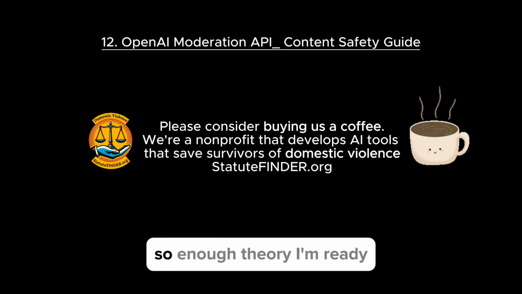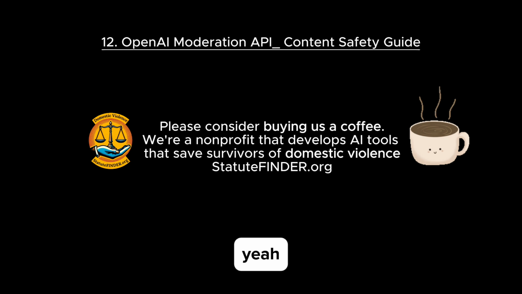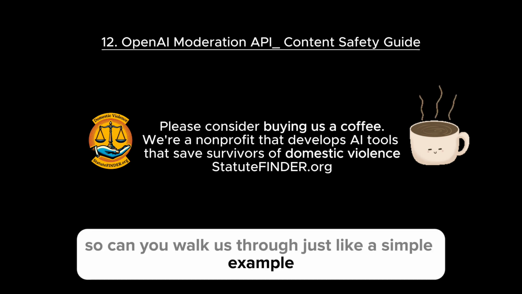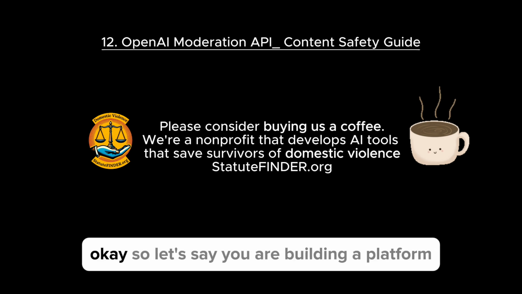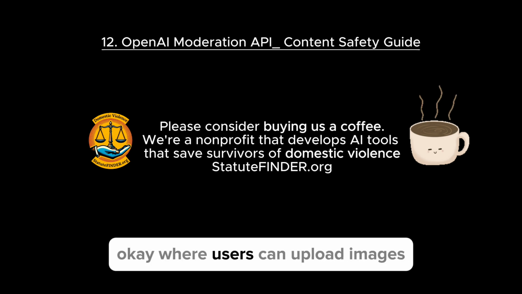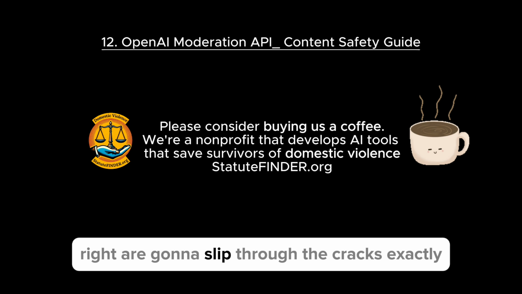So enough theory. I'm ready to see this in action. Yeah, me too. You mentioned this is great for Python beginners. Can you walk us through a simple example? Like how would we use this API in our code? Okay, so let's say you are building a platform where users can upload images, and you want to make sure that no harmful images are going to slip through the cracks.